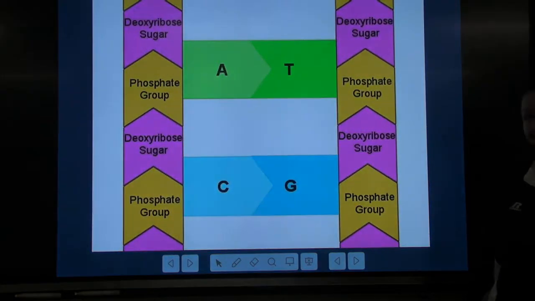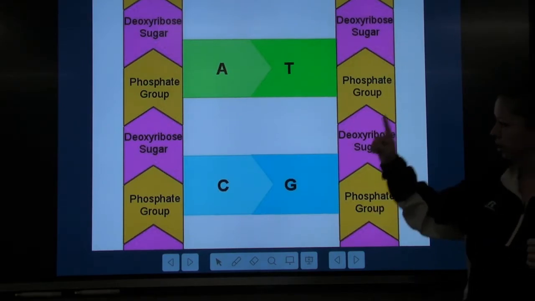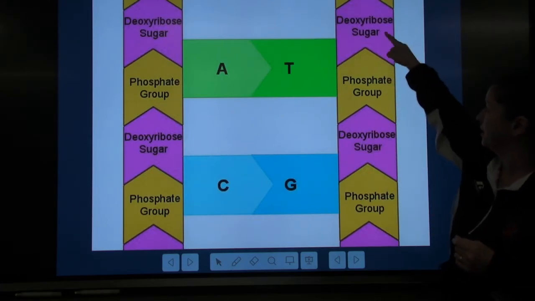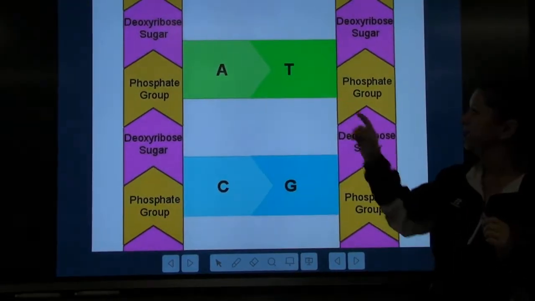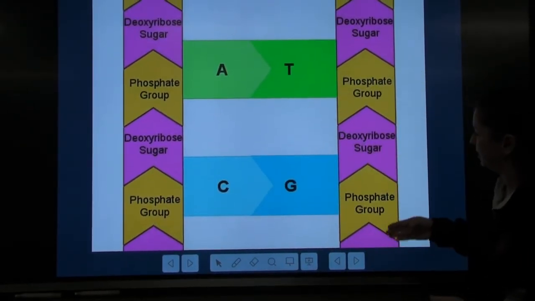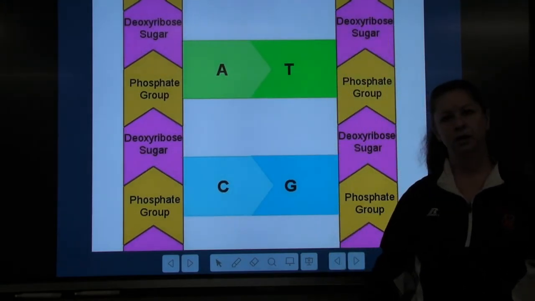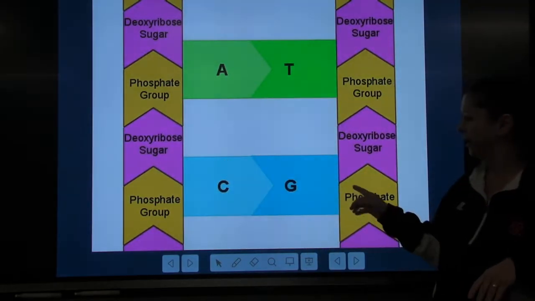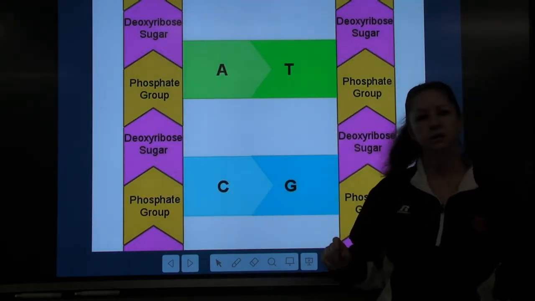Right. So it looks like this. Here are your three parts: your phosphate group, your sugar, and your nitrogen base. And you see it repeated: phosphate, sugar, nitrogen base, phosphate, sugar, nitrogen base. And this is what we mean by them pairing up. You can see the ladder here. The phosphates and the sugars make the legs of the ladder, and then the nitrogen bases make the steps of the ladder. And this is how they pair up. A is always with T, G is always with C.